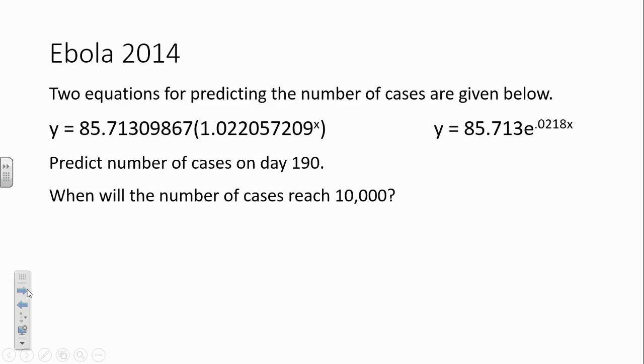So we're going to take these two equations and find out how many cases we think we'll have by day 190. We'll do a prediction to see how many cases, based on the model, there would have been on the 190th day, September 30th of 2014.